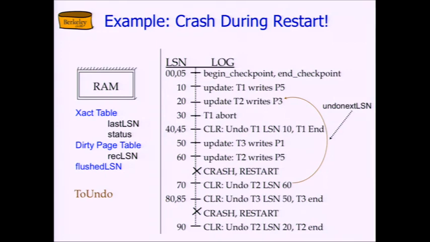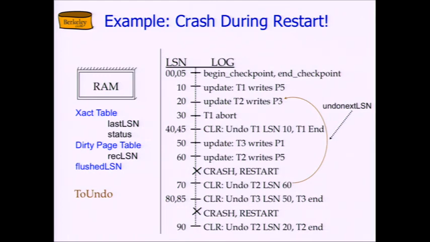Oh, that's the one thing we need to do while we're doing analysis: we need to compute the 2 undo set. So if you remember correctly, things go into 2 undo. It's the highest LSN of transactions that were not committed at the time of crash, right? So 2 undo is what? What are the LSNs in 2 undo? The highest LSNs of transactions that weren't committed? 50, 60. Yes.